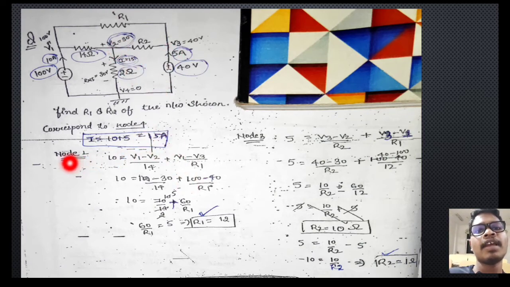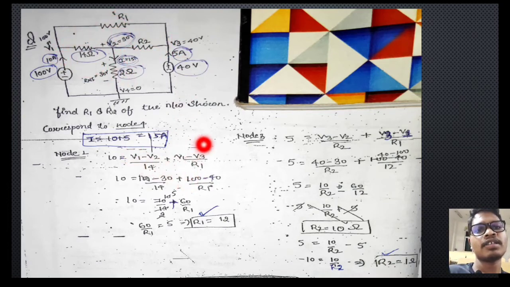So now apply the KCL equation at node 1, this is our node 1. So apply the KCL equation here, that means this 10 ampere current will be flowing like this, so 10 ampere is equal to this voltage (V1 minus V2) divided by 14, which is the current across here, and (V1 minus V3) divided by R1 is the current across here.